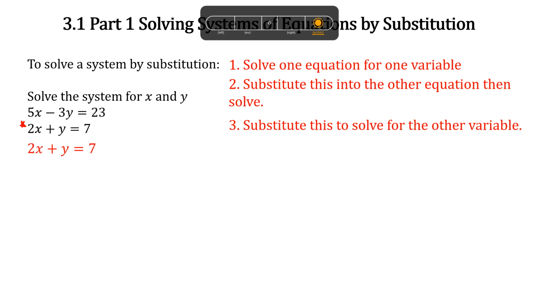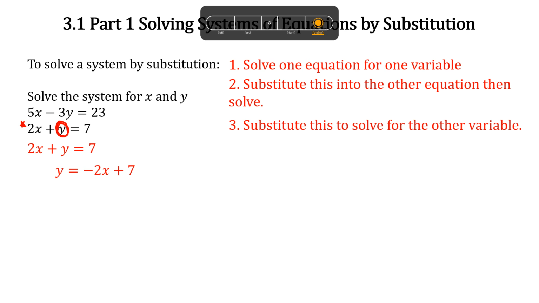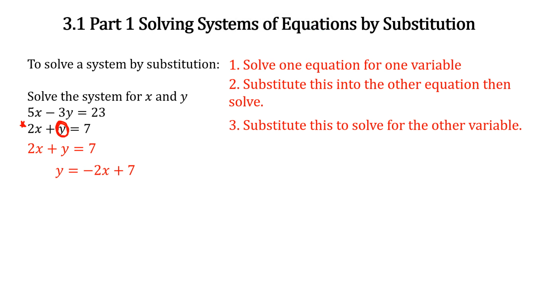So I'm going to take this 2x plus y. You can choose either one and solve for either variable. That's entirely up to you. I just look for the easiest one. I see this y already with nothing around it. It's really easy. I'm just going to subtract 2x from both sides and get y equals negative 2x plus 7.